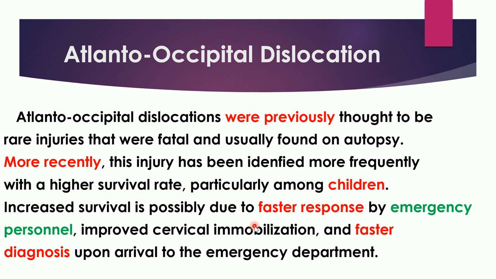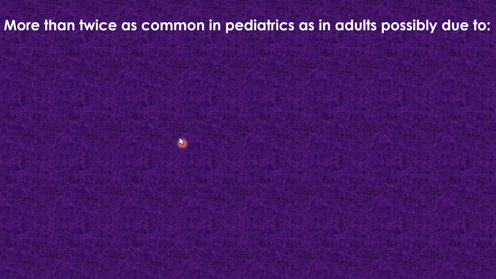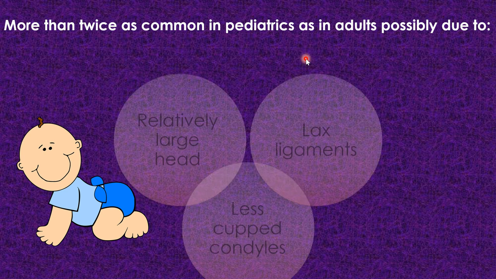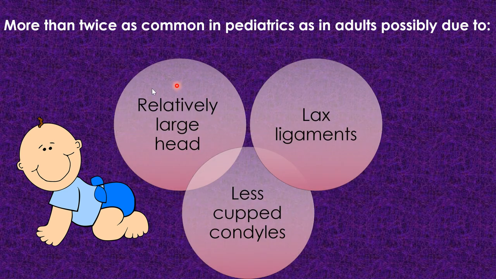Atlanto-occipital dislocation was previously known to be rare, but more recently this injury has been identified more frequently, especially in children, possibly because of the faster response by the ER teams and the faster diagnosis. It's more than twice as common in pediatrics as in adults, possibly due to the relatively large head in pediatrics, the lax ligaments, and the less cupped condyles.